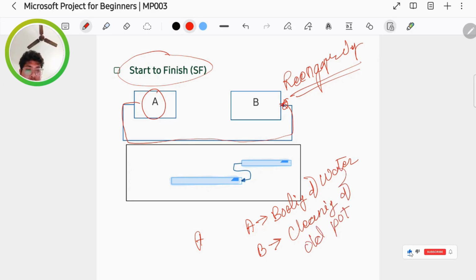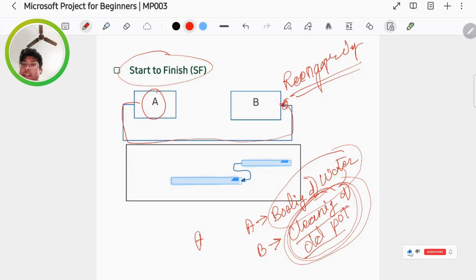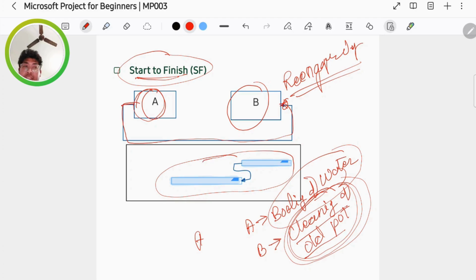old pot. Logically, can it be possible for us to put the boiled water into the uncleaned pot? It is not possible, right? So first we have to complete the cleaning of the old pot, then only we can start the boiling of water. So that's why it is start to finish. Activity A will start once activity B is finished. In the Gantt chart it will look like that. Activity B will finish and then activity A will start.